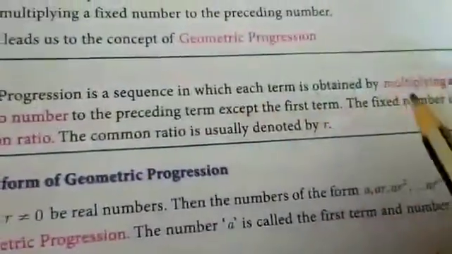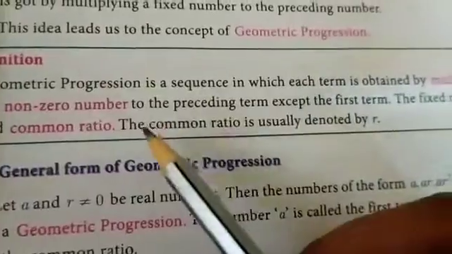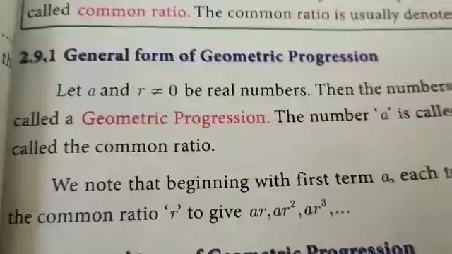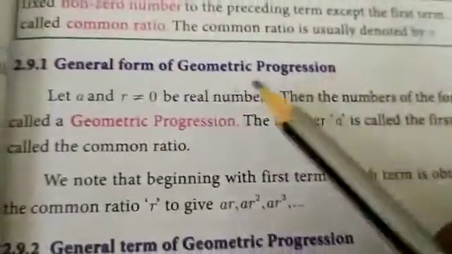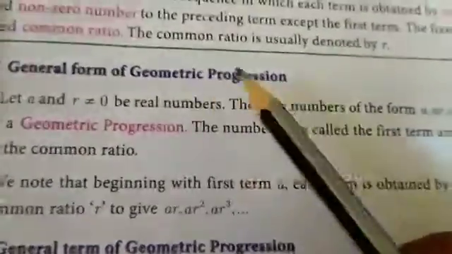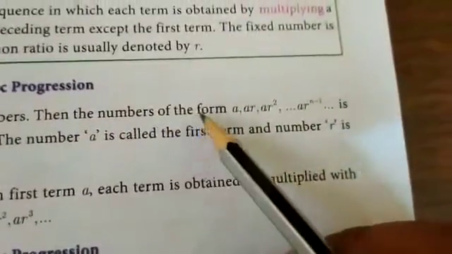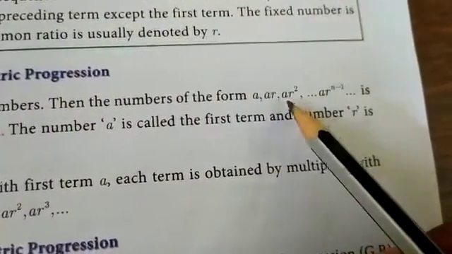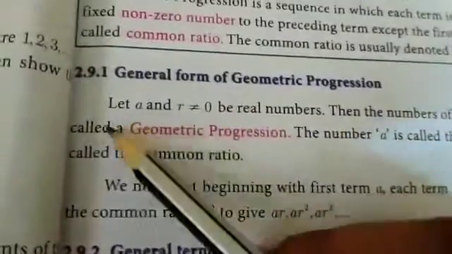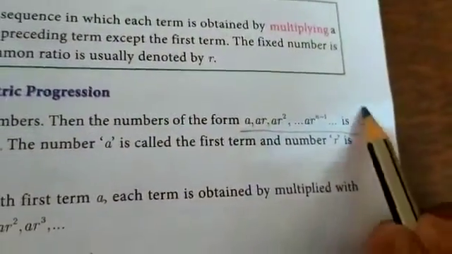Okay, the fixed number is called the common ratio. The common ratio is usually denoted by R. So the general form of a geometric progression: let A and R, not equal to 0, be real numbers. Then the numbers of the form A, AR, AR square, till AR power n minus 1 are called a geometric progression. Okay, a geometric progression's general formula is this one only.